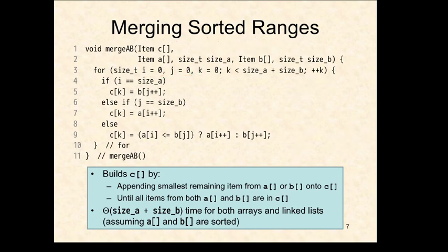All right, so we start them all at 0. We're going to keep going as long as k is less than the total size. And every time through the loop, we are going to increment k. But sometimes i gets incremented, sometimes j gets incremented.